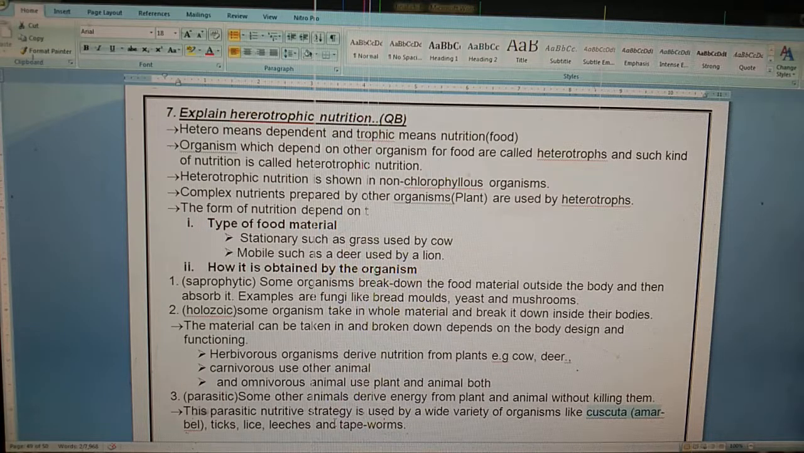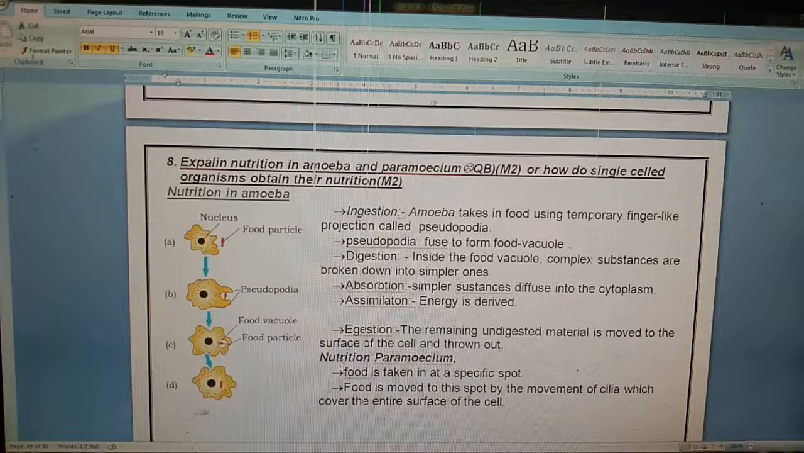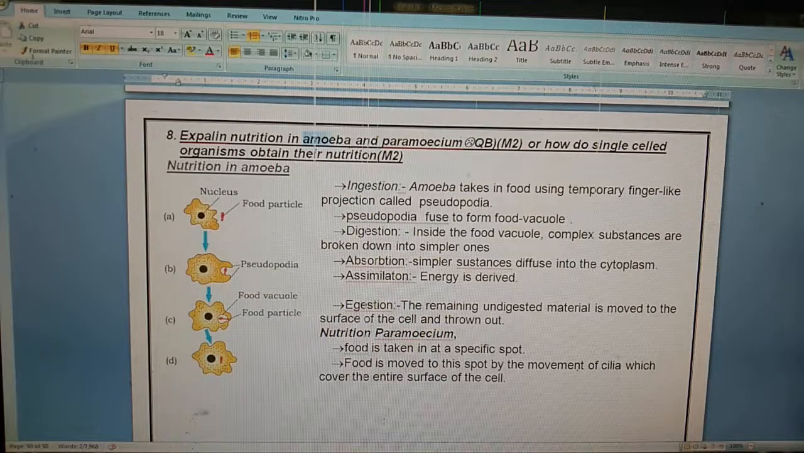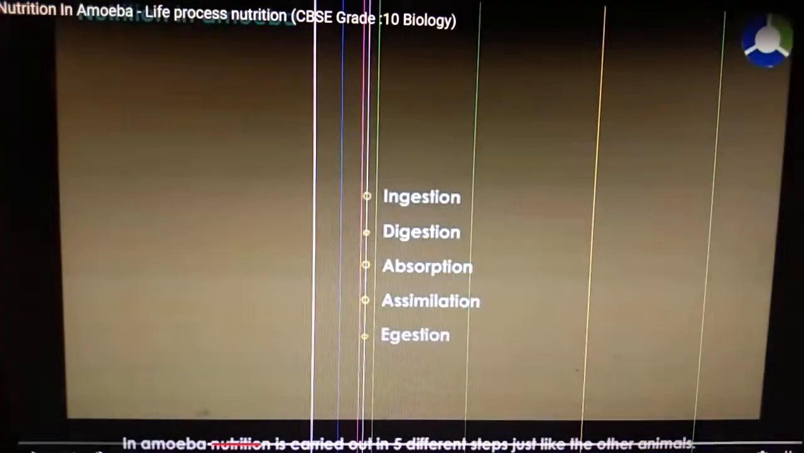Today we are going to study one more type of heterotrophic nutrition, which is performed in amoeba and paramecium. This question is asked in this way: explain nutrition in amoeba and paramecium, or how do single cell organisms obtain their nutrition. This is the most important question. Let us study this question through the video.